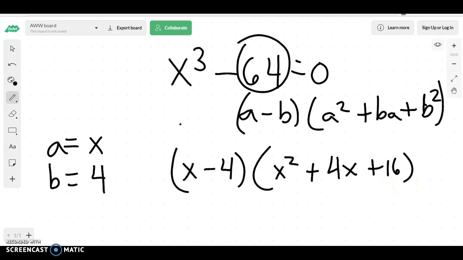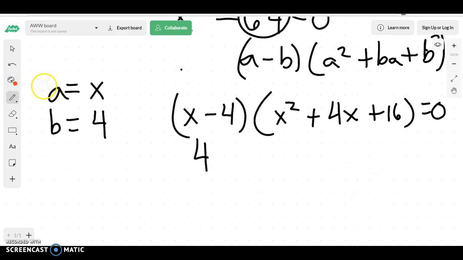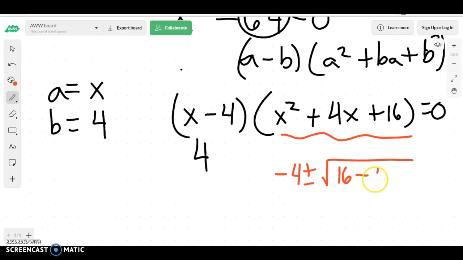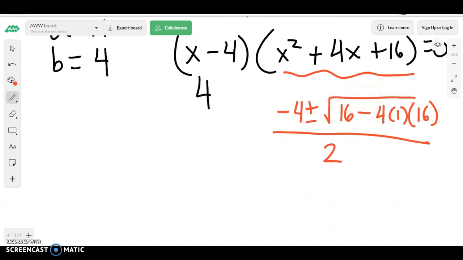And then when I'm looking at that, again, this one's really easy to do. That zero is 4. This will not factor. So if it won't factor, I probably want to use the quadratic formula. So that would be negative 4 plus or minus the square root of b squared, which would be 16, minus 4 times 1 times 16, all over 2, because 2 times 1 is 2. At this stage, again, we'd want to get the inside of that square root. The inside of that square root would become negative 48.